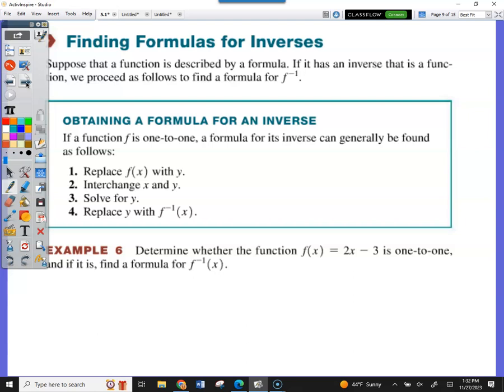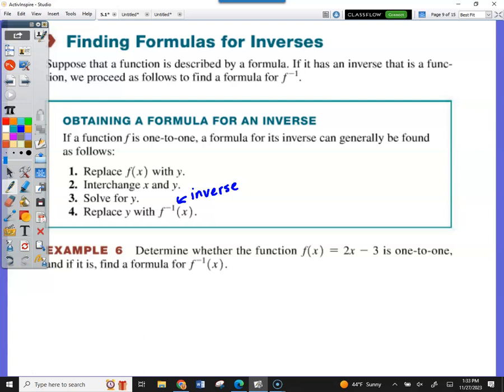It's as simple as the x and the y's swap, right? The difference is f of x is your y, and at the end, your y needs to be replaced with the notation to say f inverse of x. That's the difference. And we are solving for y this time, every time. Okay, so let's look at this one. We've got f of x equals 2x minus 3.